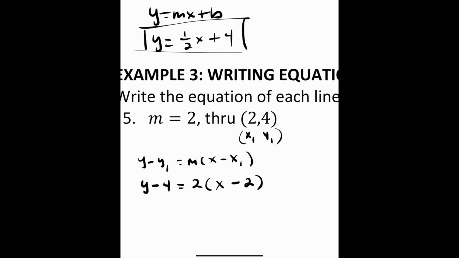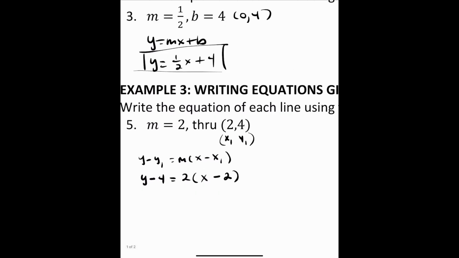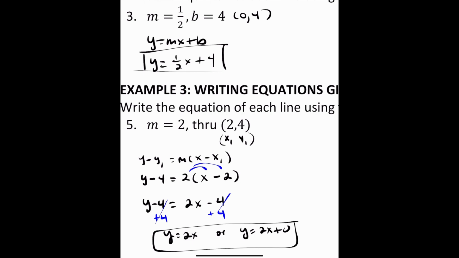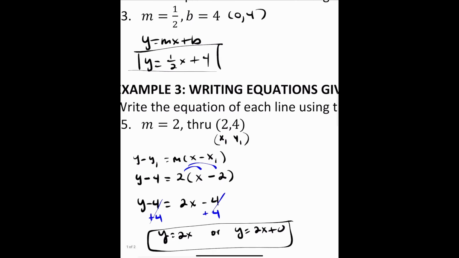So basically what you need to do here is solve for y. So let's go ahead and distribute the 2 to each term. And I have y minus 4 equals 2x minus 4. Then I'm going to add both sides by 4. So you're left with y equals 2x. Or you can just say y equals 2x plus 0. Either answer is enough to tell me what the equation of this line is.